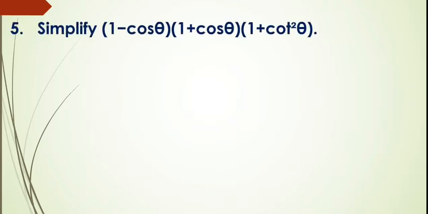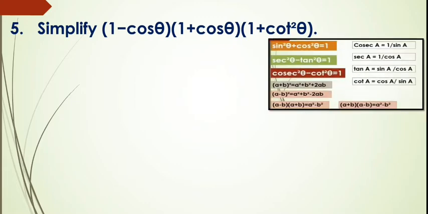See the next problem: simplify (1 − cos θ)(1 + cos θ)(1 + cot² θ). Observe the formulas. 1 − cos θ and 1 + cos θ clearly match an algebraic identity. Just follow that. After that, 1 + cot² θ has a trigonometric identity. So here we have to use this trigonometric identity and this algebraic identity.